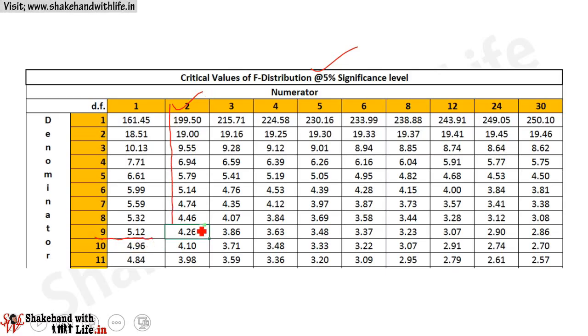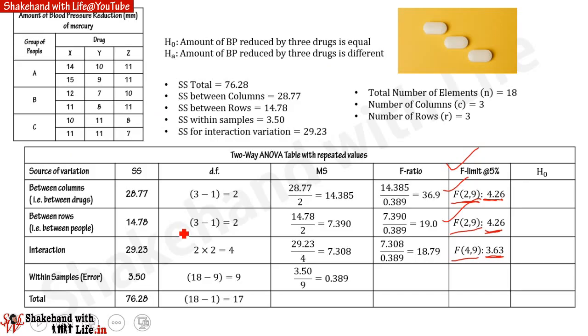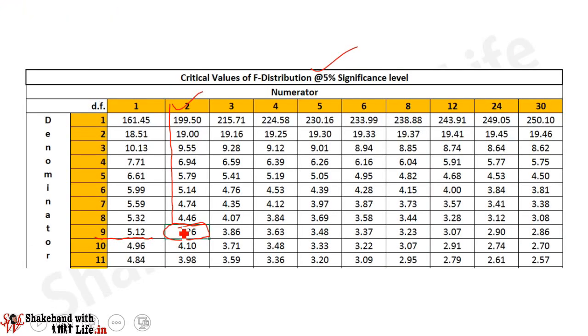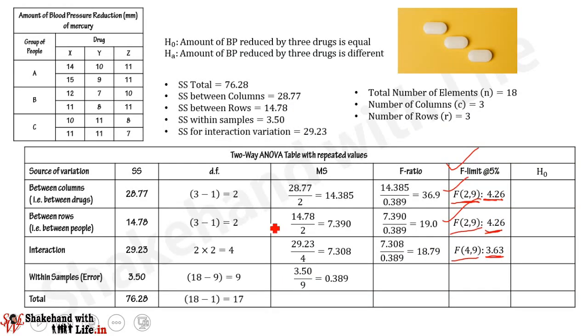So here we have 9. So this is our F limit for F29, 4.26, right? And the next one is F49. So F4 is in the numerator, and here we have the 9. This is 3.63. So 3.63 is corresponding to F49, right?